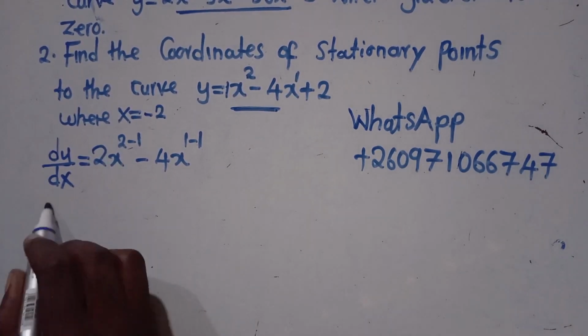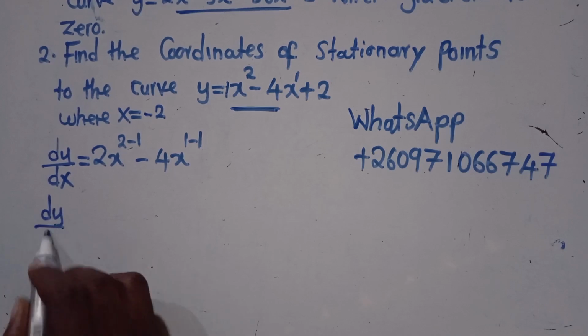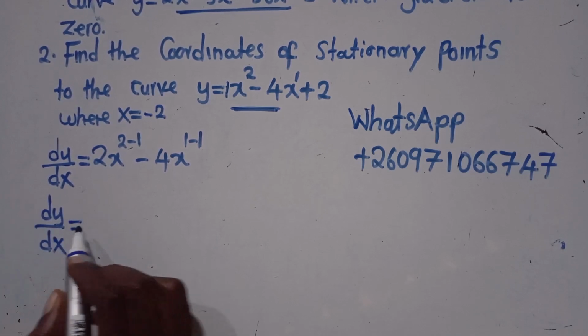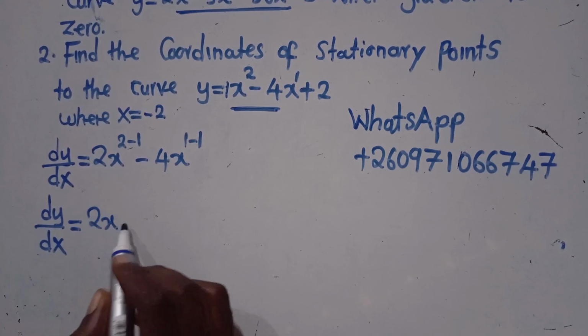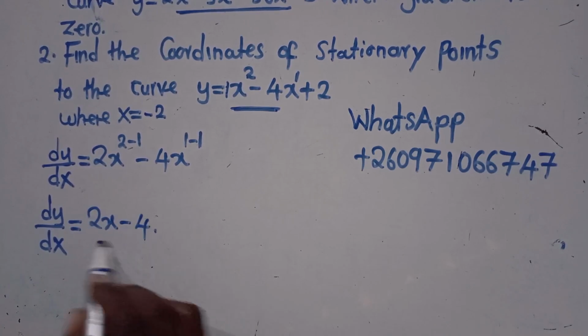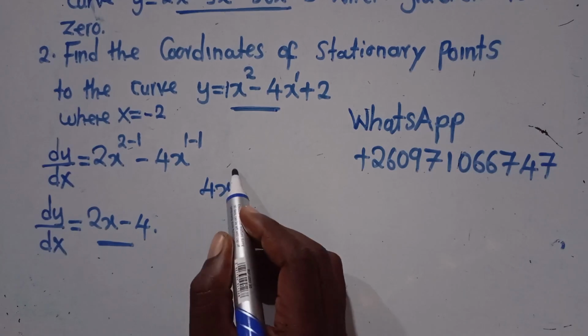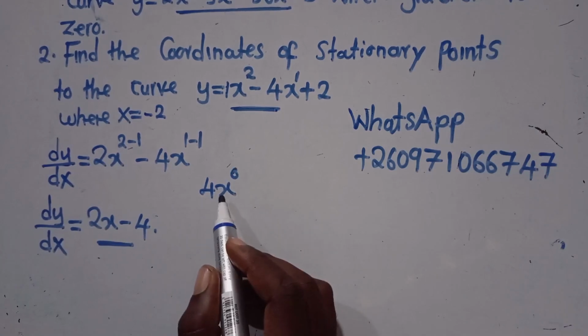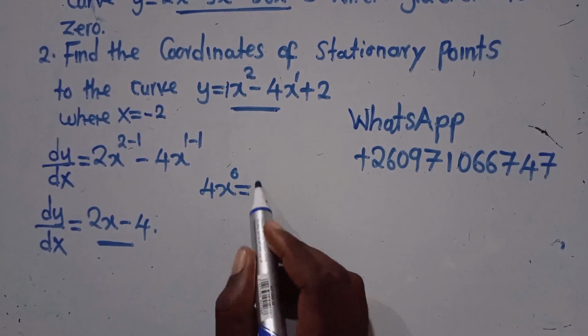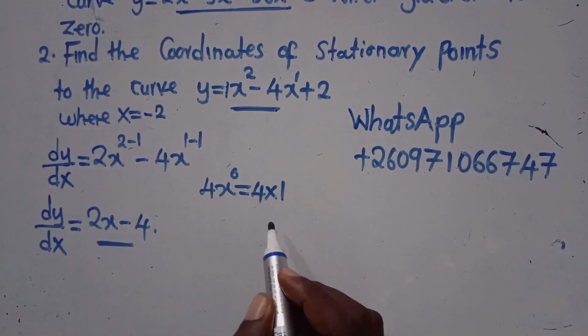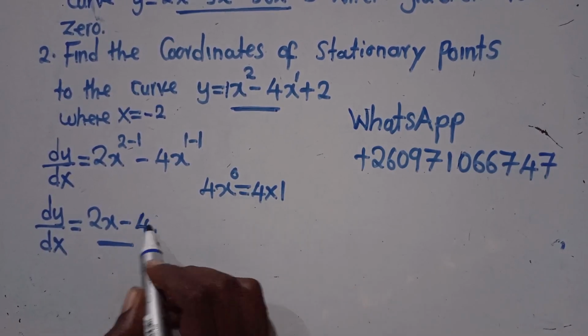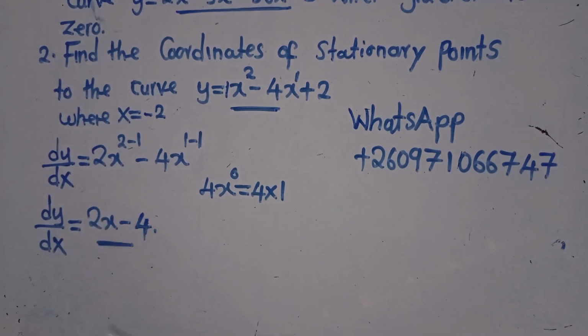So this answer now, what is our answer? dy/dx is equal to 2x minus 4. Hope you haven't forgotten, there is power 1. This is 4x to the power 0. Any number raised to the power 0 is 1. So this is the same as 4 times 1. What answer are you getting? A 4, which is here. So this is the answer that we've come up with.